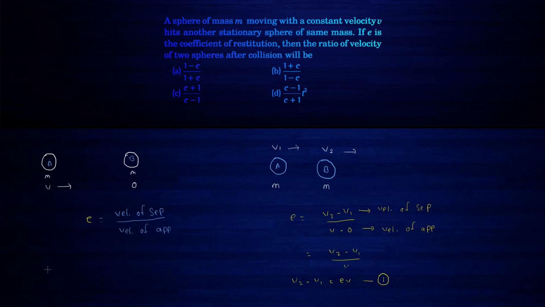Using conservation of linear momentum, we can write mv plus m into 0 is equal to mv1 plus mv2. From this, v1 plus v2 is equal to v. Let this be the second equation.